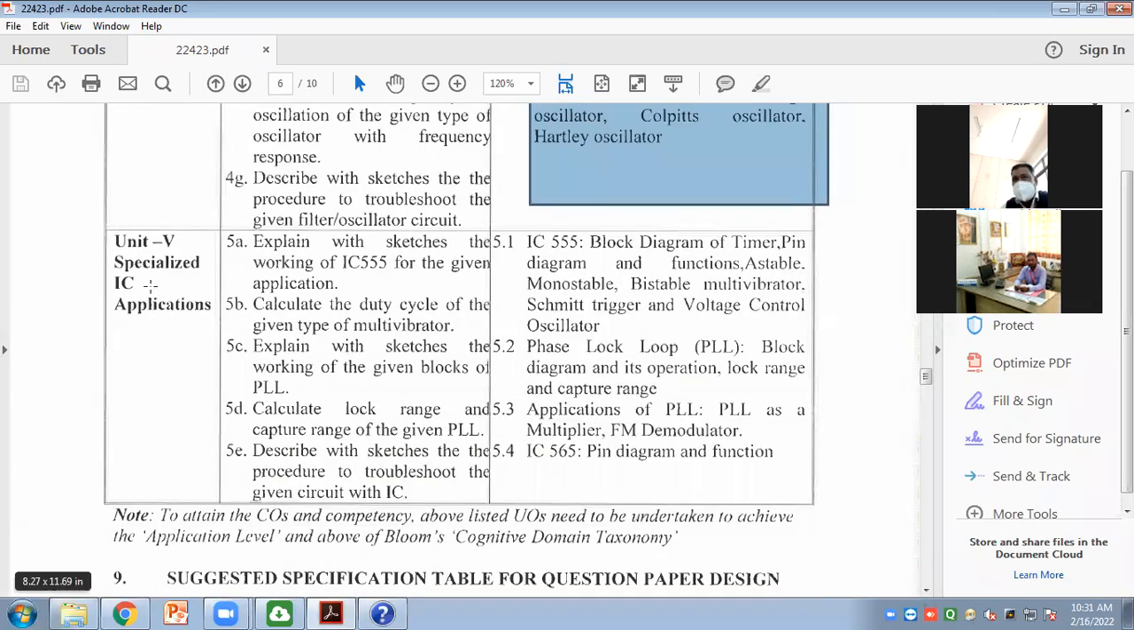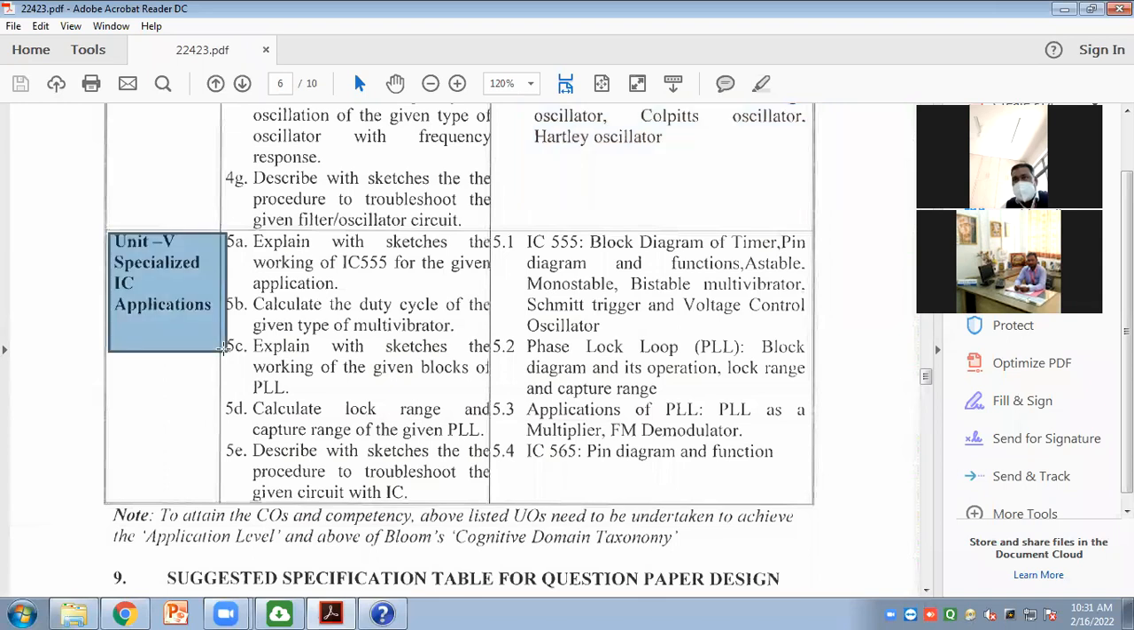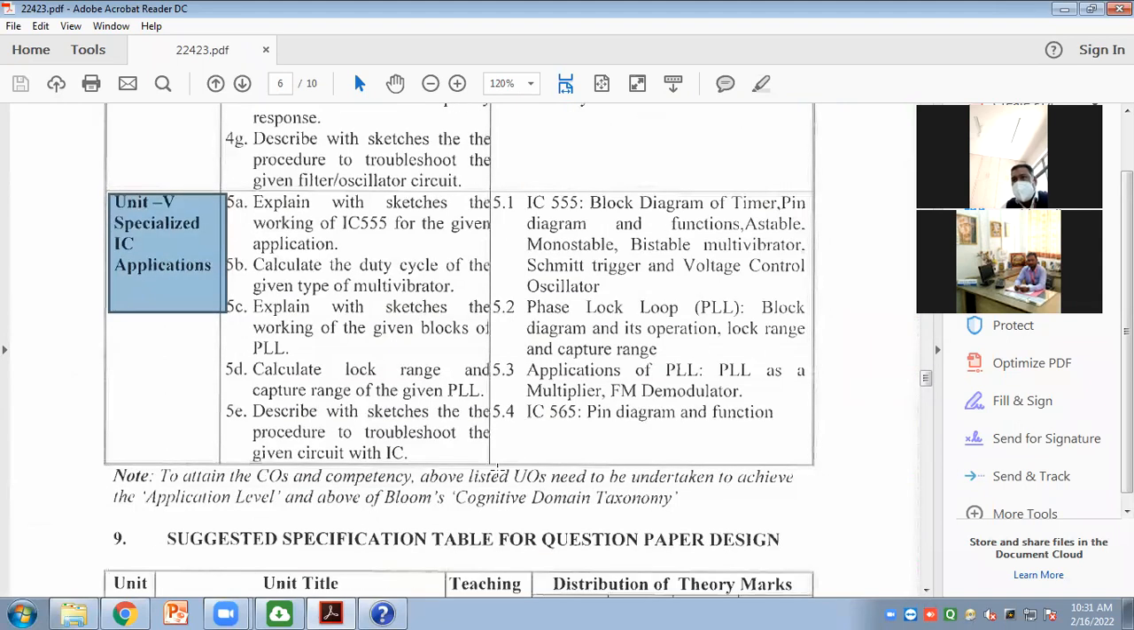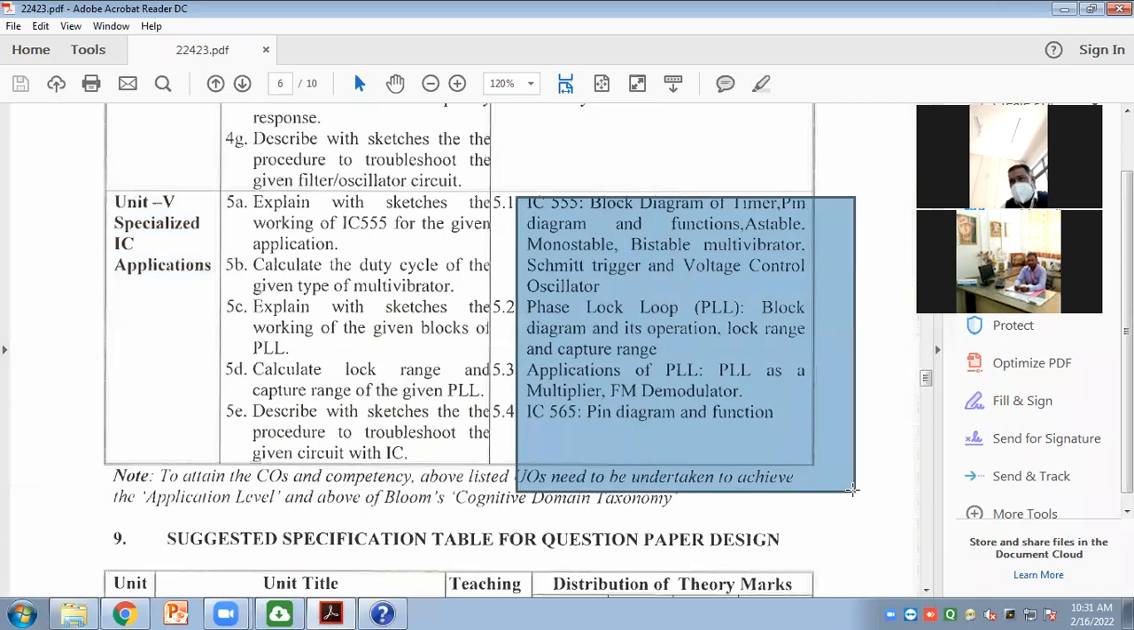Then the fifth chapter is the specialized IC applications. The particular ICs are IC 555 and the PLL IC LM565. These two ICs we are going to study in detail under the last chapter. What do you mean by IC 555? All of you know IC 555 is used as a timer IC for a particular duration, where you give a start command as well as a stop command using IC 555.